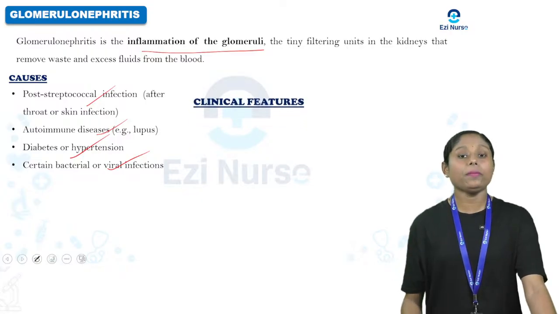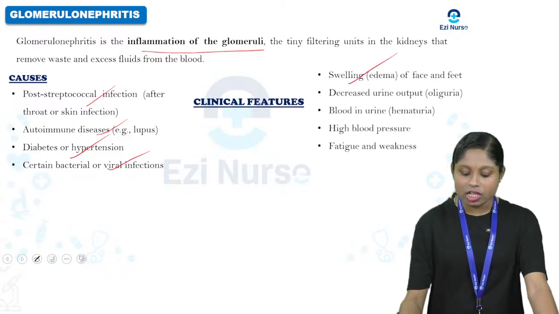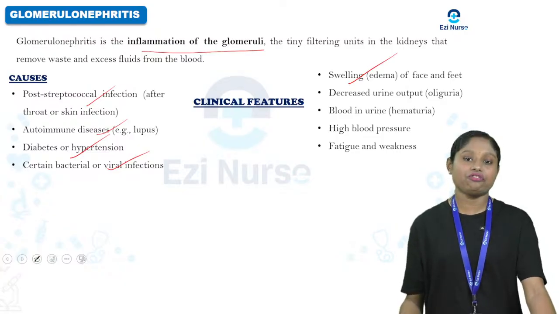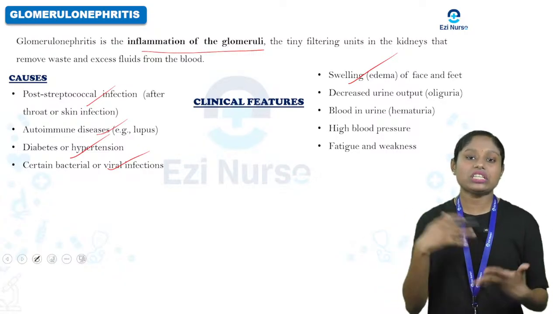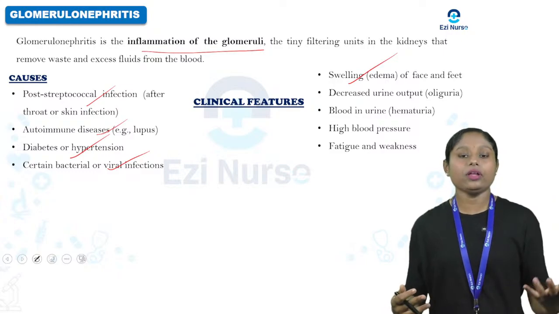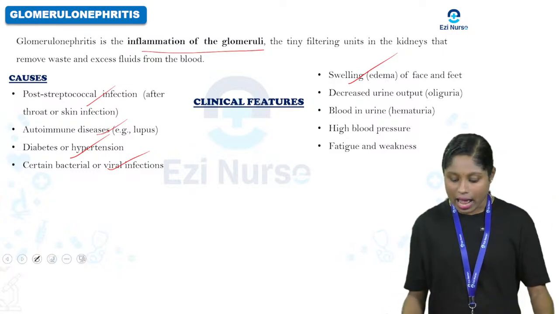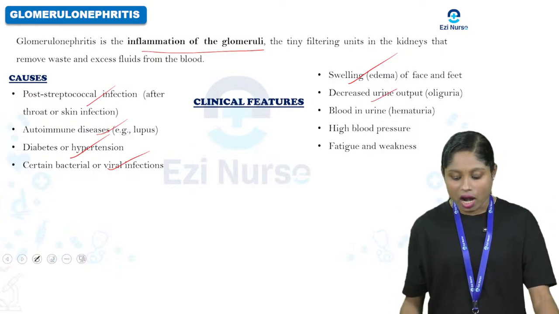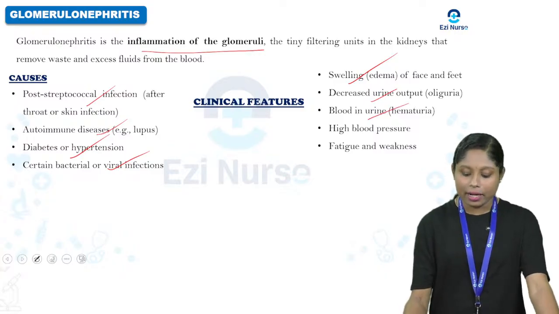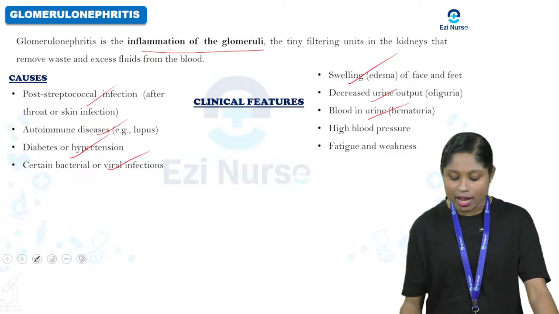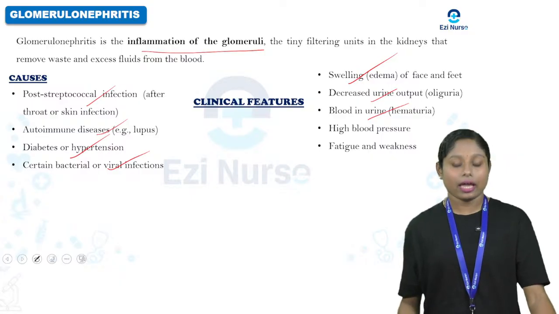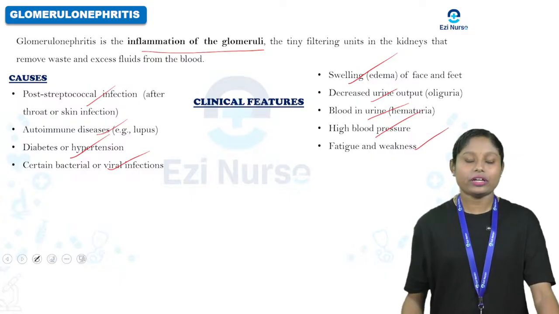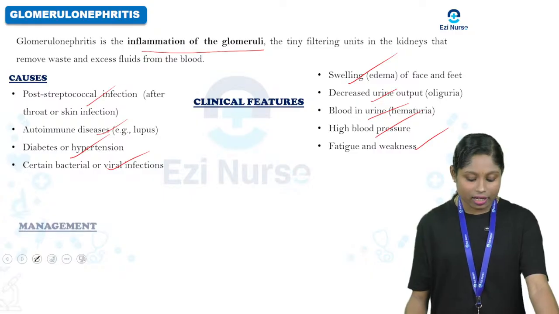glomerulonephritis. So what will be the clinical features here? It is swelling or edema in the face and feet. So the person affected with a kidney disorder will have swelling in their feet or ankles. And decreased urine output, oliguria, will be there. Blood in urine, that is termed hematuria, high blood pressure, fatigue and weakness. So those are the clinical features.